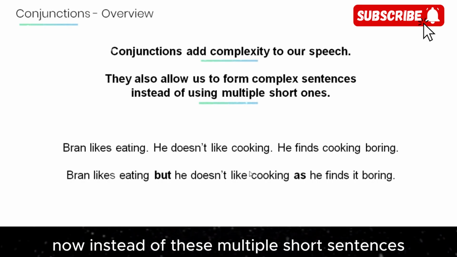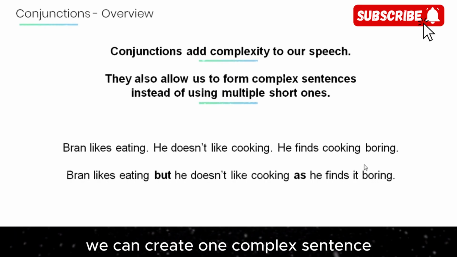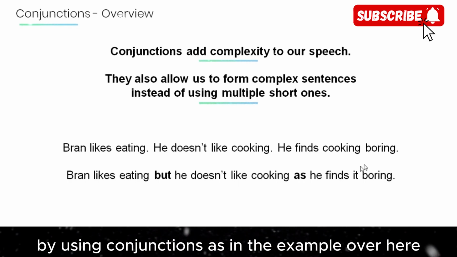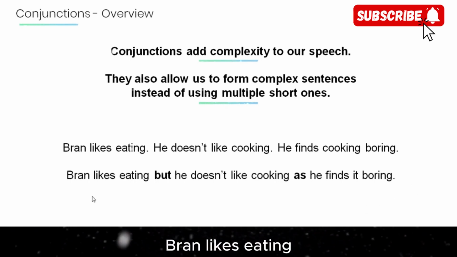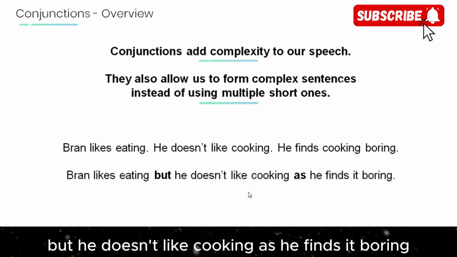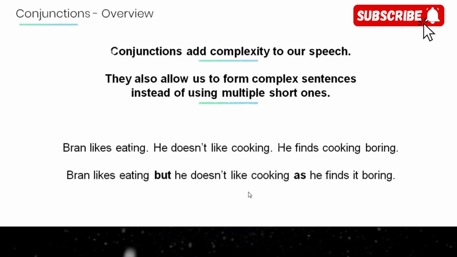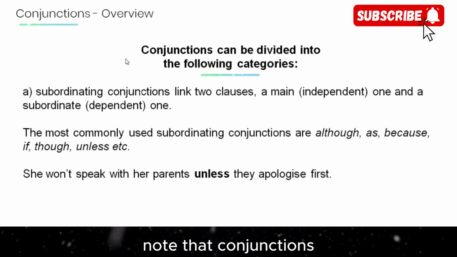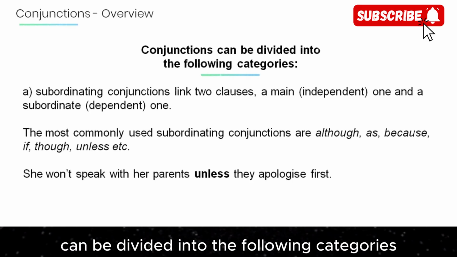Now, instead of these multiple short sentences, we can create one complex sentence by using conjunctions, as in the example over here. Bran likes eating, but he doesn't like cooking, as he finds it boring. Note that conjunctions can be divided into the following categories.